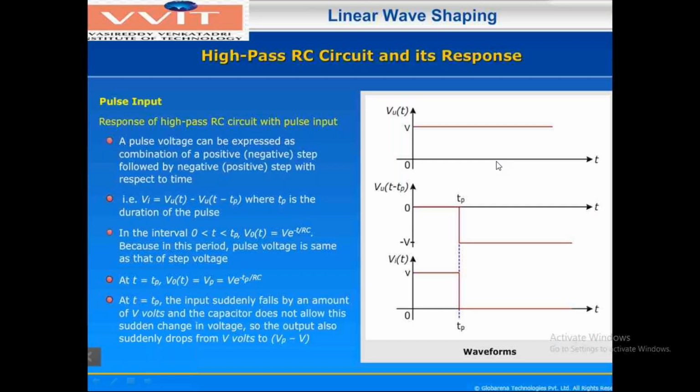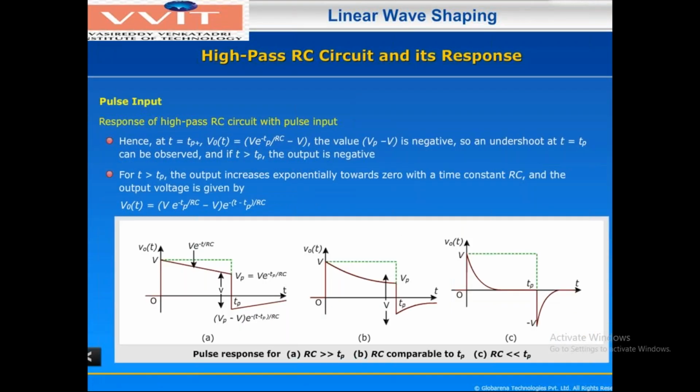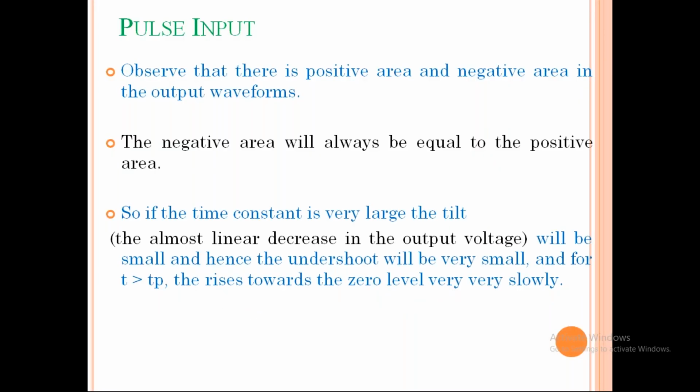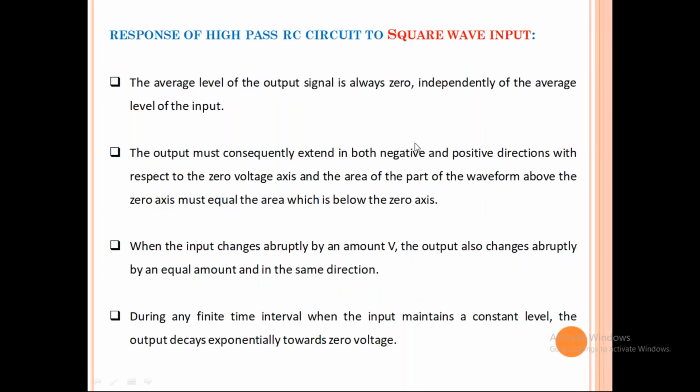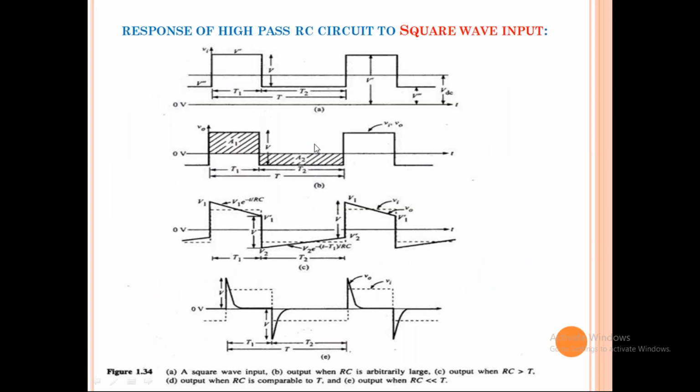So now these are the three pulse inputs applying to the high pass circuit. Another one, a square waveform. Square waveform again, so four waveforms I'm considering here. What are the four waveforms? The first waveform is the input waveform, the next one, the B diagram, is the RC far greater than T condition, the third diagram is RC less than T or RC comparable to T, and the last one is the RC far less than T condition.